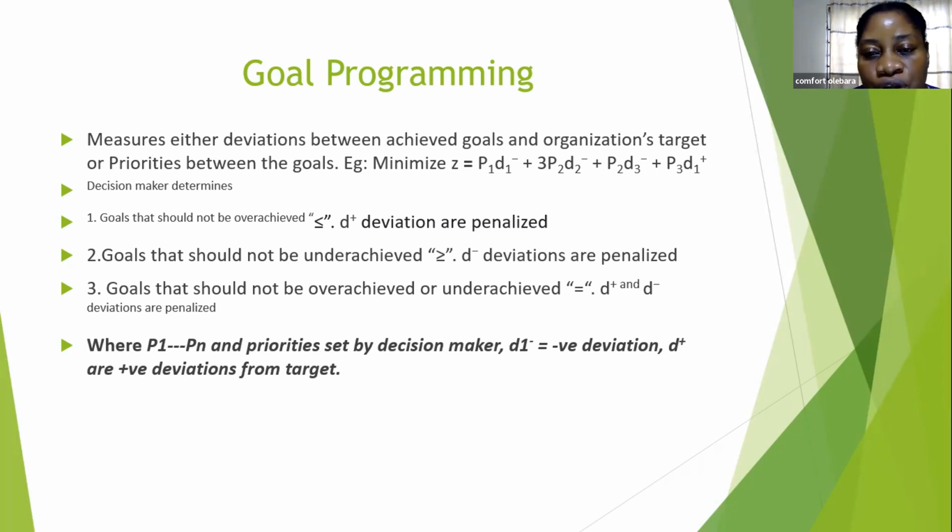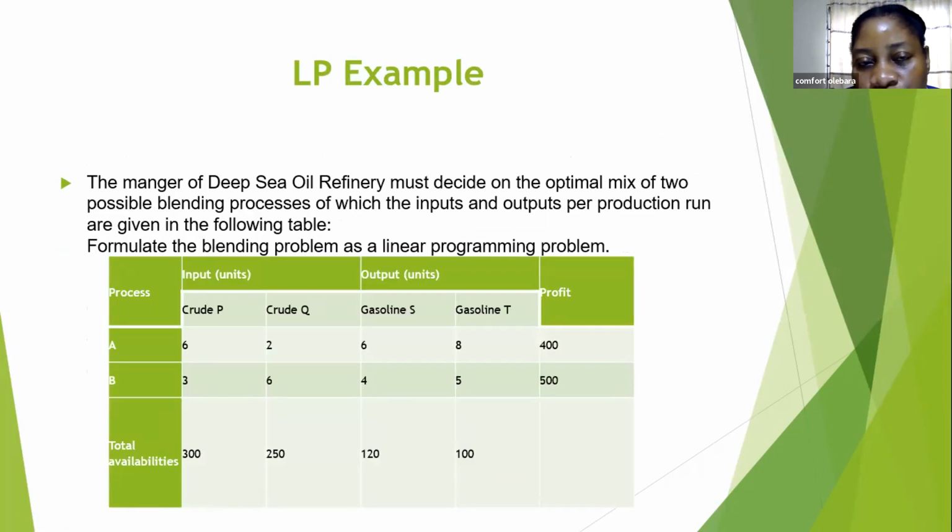in order to develop the model. Okay, so I just want to run quickly through an example using a linear programming problem. In this example, the manager of a particular company or a refinery must decide on the optimal mix of two possible blending processes, of which inputs and outputs per production run are given in the table below. You're asked to formulate the blending problem as a linear programming problem.